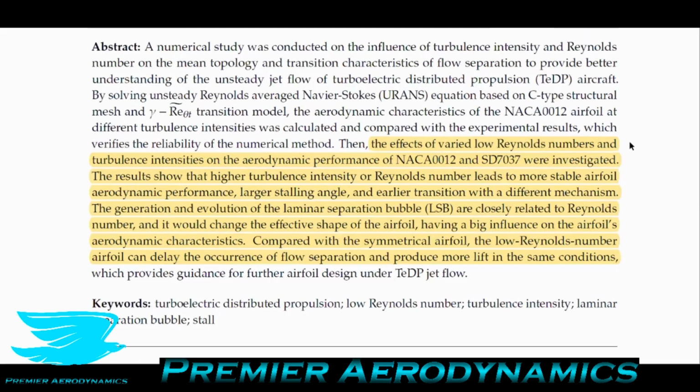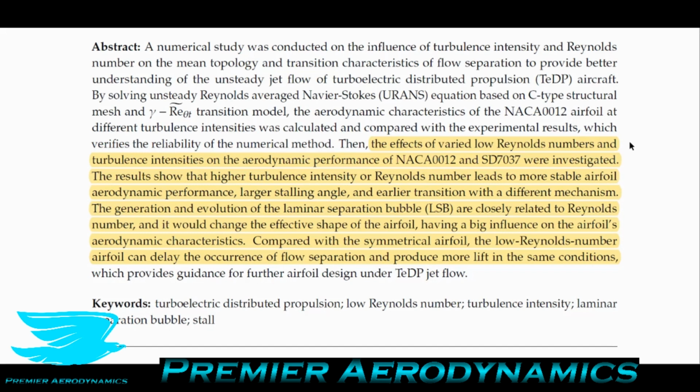In the abstract, they give you an overview of what the turbulence intensity does. They say the effects of varied low Reynolds numbers and turbulence intensities on the aerodynamic performance of a NACA 0012 and SD 7037 airfoils were investigated. Just right there, the NACA 0012 is a very common airfoil, one of the most common that you're going to use for learning purposes and even research purposes. It's a symmetric airfoil, and the thickness is 12% of the chord.